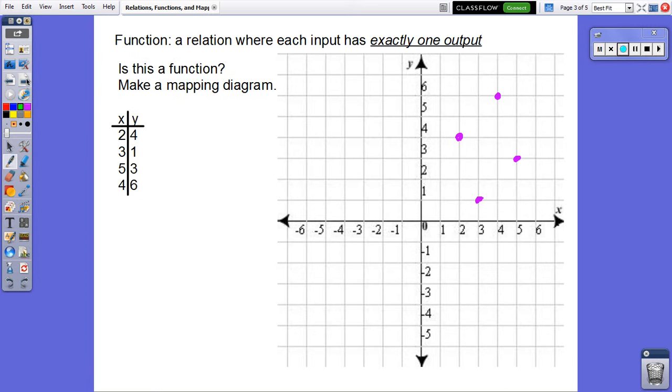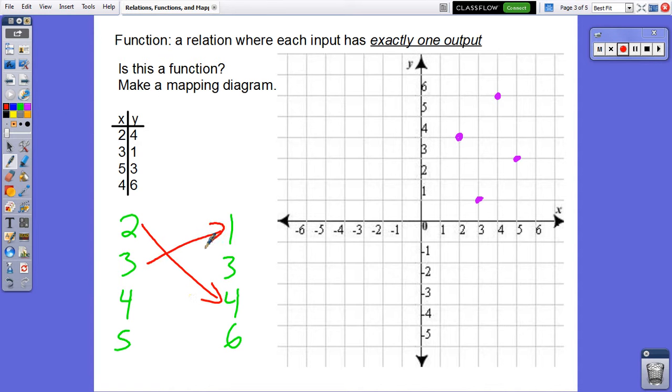Whereas if we look over at the second example and start doing a mapping diagram, x values are 2, 3, 4, and 5. Y values are 1, 3, 4, and 6. If we start drawing the arrows, 2 goes to 4, 3 goes to 1, 5 goes to 3, and 4 goes to 6. So you'll notice that each input, 2, 3, 4, and 5, only goes to one output. There's only one y value that's associated with that. So that is a function.